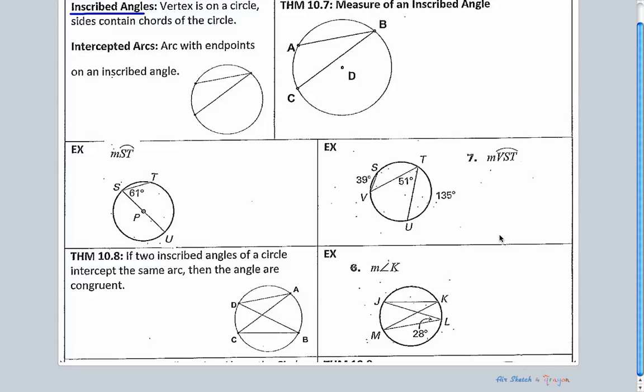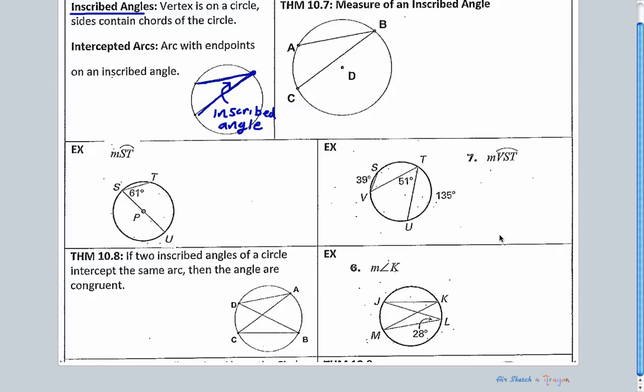Alright, once again in 10.4, as the saga of the circle continues, we learn more vocab. We've got the inscribed angles and intercepted arcs. For it to be an inscribed angle, the vertex must be on the edge of the circle, and the sides of the angle must be chords. So these blue segments here are chords in the circle. This angle right here is an inscribed angle.